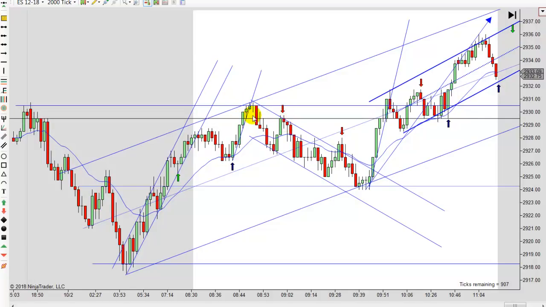But also there's a pullback. There's a first entry, and then we make a lower high here. So there's a second entry long right there, and it fails. And it is a lower high coming off the highs there. And this is a little double test of this right here. So that's another reason to consider that one.